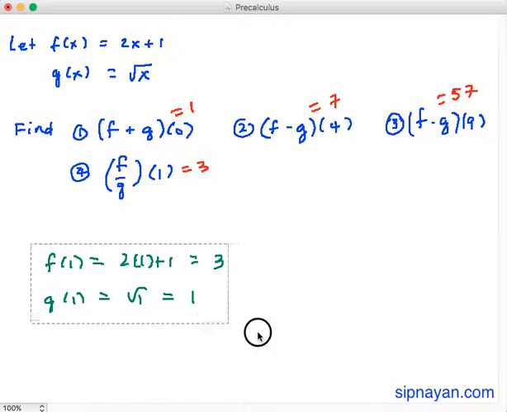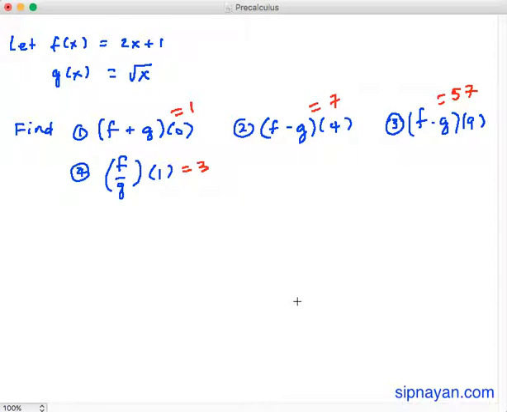Okay, so I hope meron kayo natutunan sa video na to paano ba mag-evaluate ng functions na ina-add, sinasubtract, minumultiply, tsaka dinidivide. No? So just get the values of the two functions at the given x, and then you add, you subtract, you divide, or you multiply.